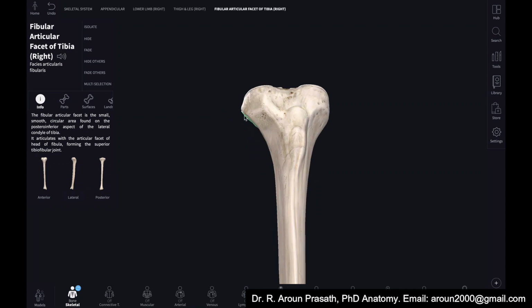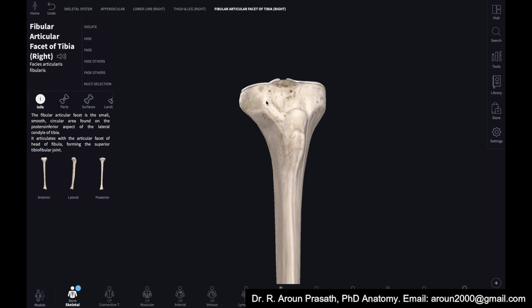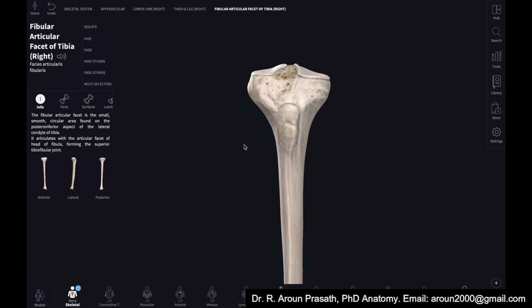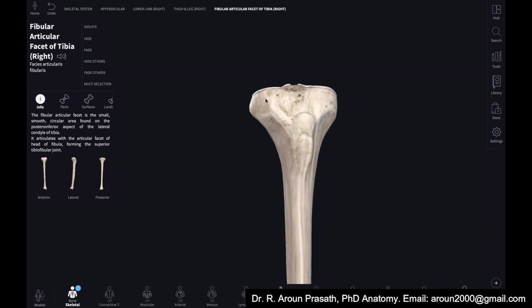So the fibula is not a part of the knee joint; only the tibia takes part in the knee joint. You have to know that the fibula is nowhere a weight bearing bone. It is present only to give support, and to give muscle origin and insertion, muscle attachments.